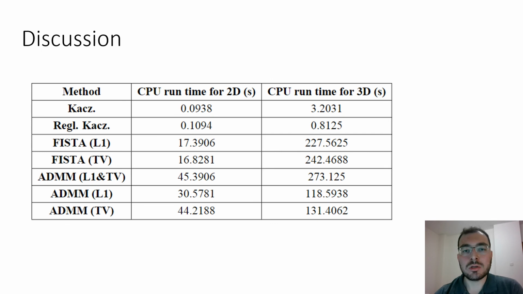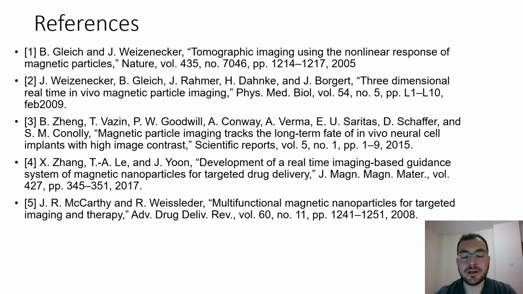To improve results, one possible way might be to use a better system matrix. The condition number of the system depends on the singular value distribution of the system matrix, and it affects the solutions. If we can collect a better system matrix with close and high singular values in our MPI scanner, we would get better reconstruction. Here are our references.